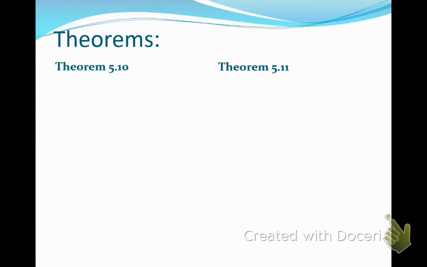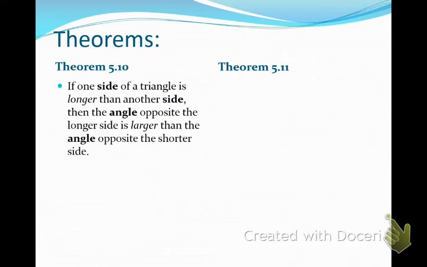Theorem 5.10. It's just a restatement of what we said. If one side of a triangle is longer than the other side, then the angle opposite the longer side is larger than the angle opposite the shorter side.